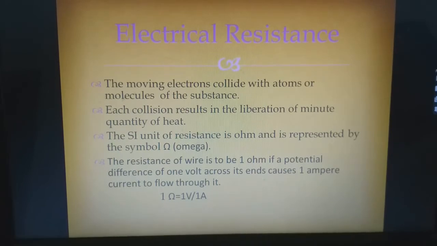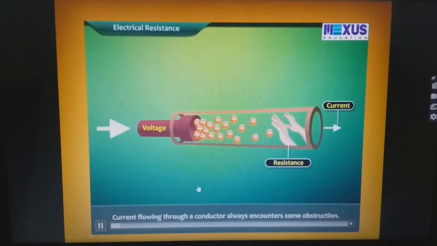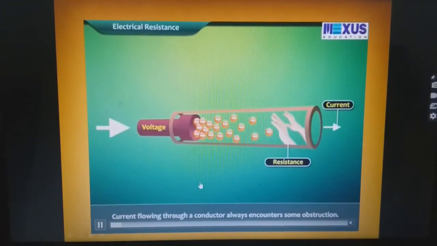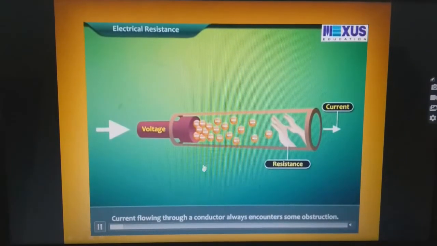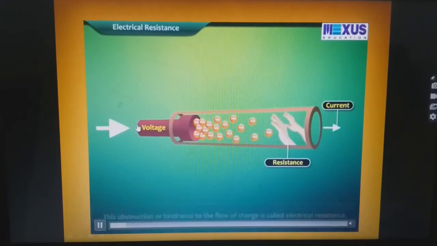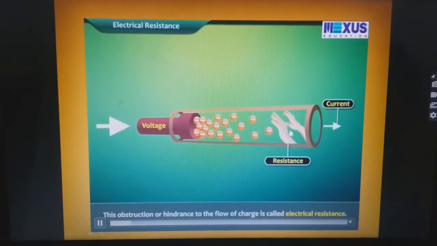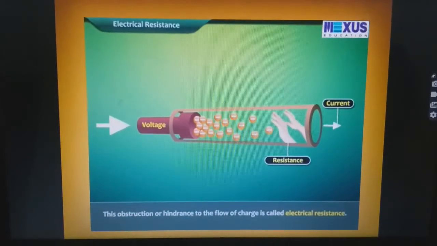Electrical resistance. Current flowing through a conductor always encounters some obstruction. So these are the moving charges, energy given to the charges, and this is the electric current, and this is the resistance. This obstruction or hindrance to the flow of charge is called electrical resistance.